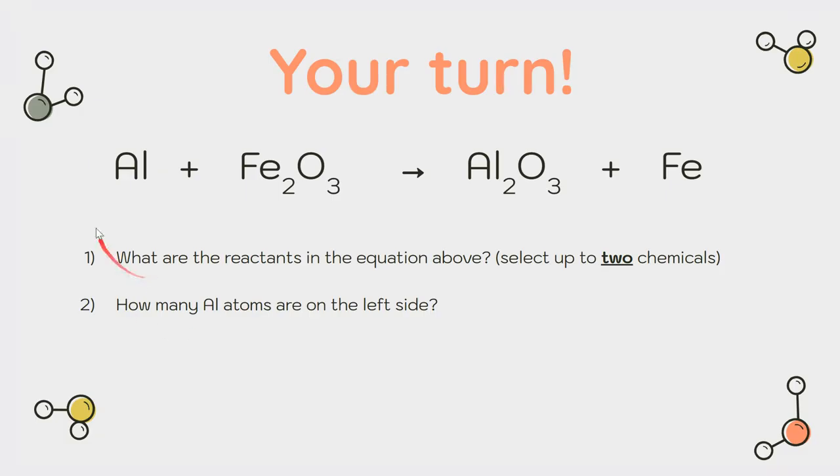You should have answered that the reactants are Al and Fe2O3. And you should have answered that there is one Al atom on the left side because no number means 1.